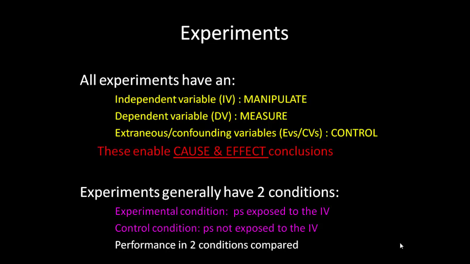If there's a difference in the DV between the two groups, then it must have been the IV that caused it. Because if all the extraneous variables have been controlled, then it means that the IV was the single only difference between the two conditions, and therefore the IV must have caused the DV. This is the cause and effect conclusion.